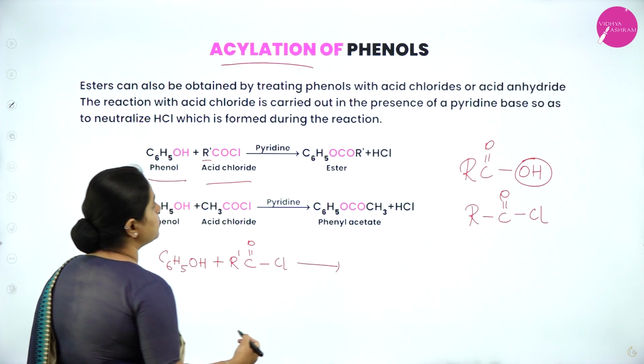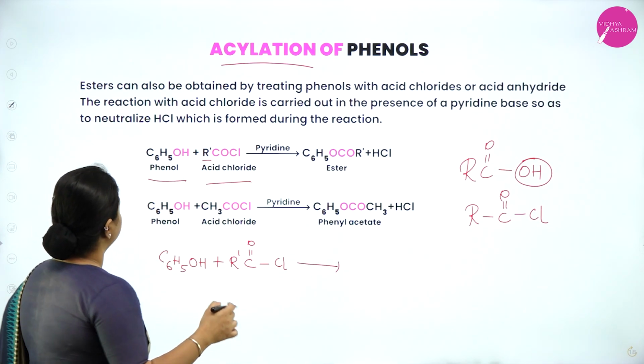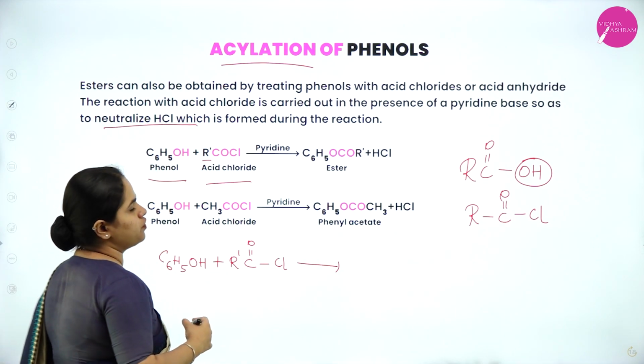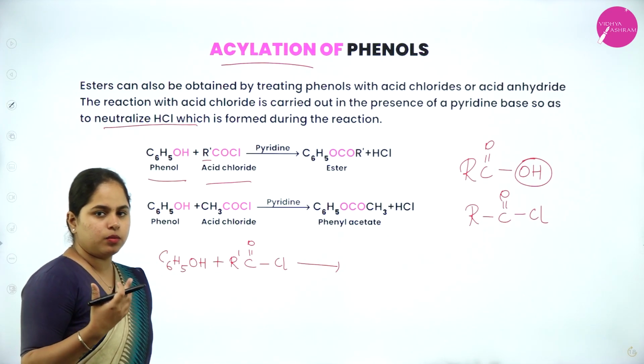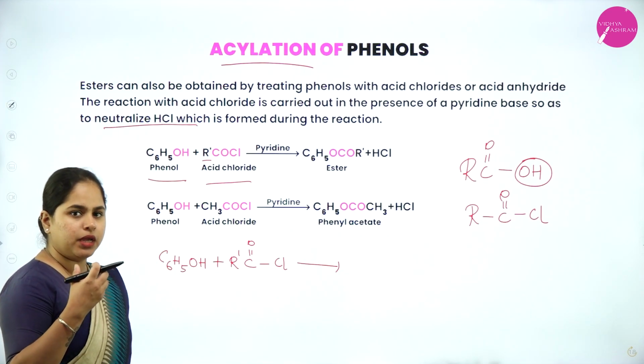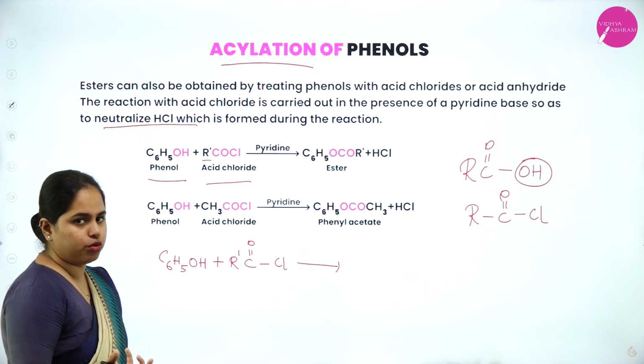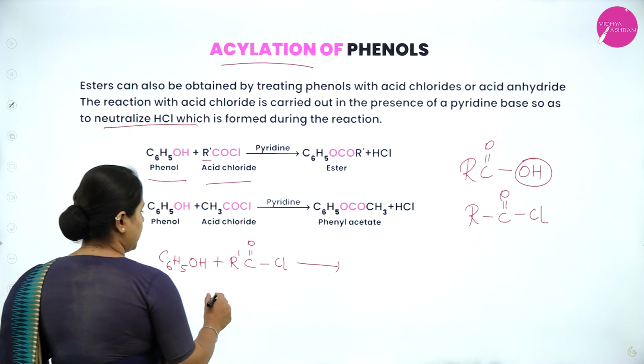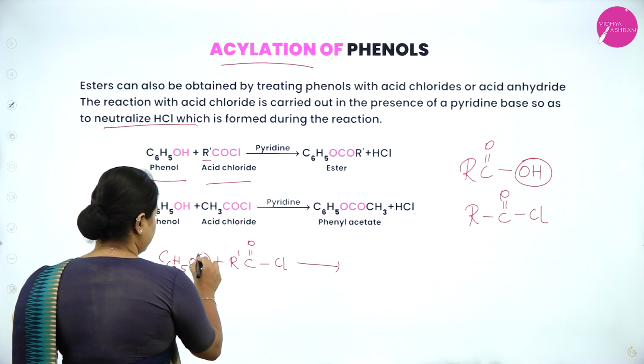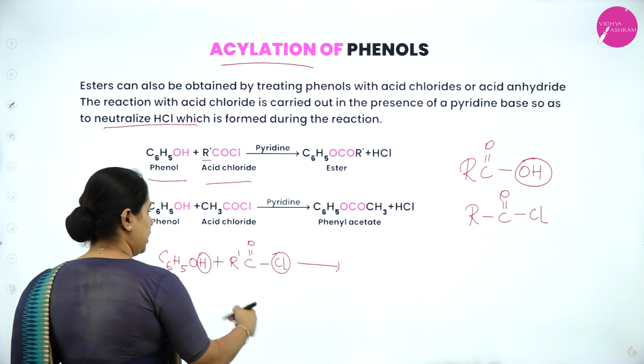So, this happens in presence of pyridine base so as to neutralize the HCl which is formed during the reaction. So, HCl will be also formed as a byproduct which can be removed using pyridine. Okay, it will neutralize the acidity due to the HCl. So, what happens here as told, this hydrogen and chlorine, HCl will be removed.